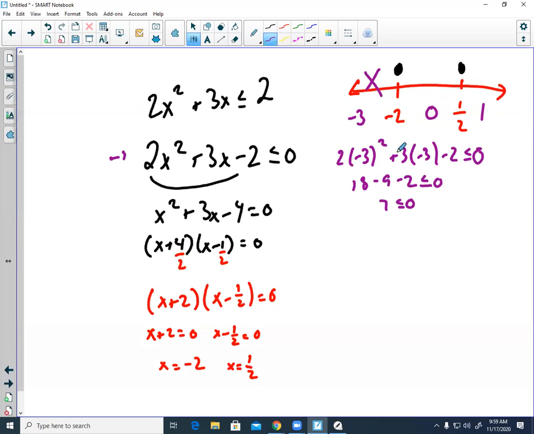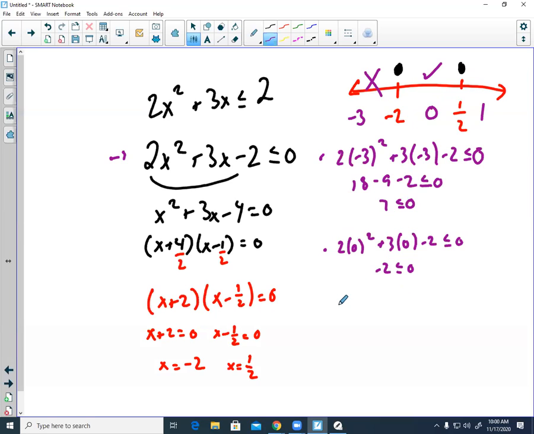Okay, so then we try 0. So this is step number 1 for testing. Step number 2 for testing goes here. So I'm going to do 2 times 0 squared plus 3 times 0 minus 2 is less than or equal to 0. So 0 plus 0 minus 2 means -2 is less than or equal to 0, which is true.